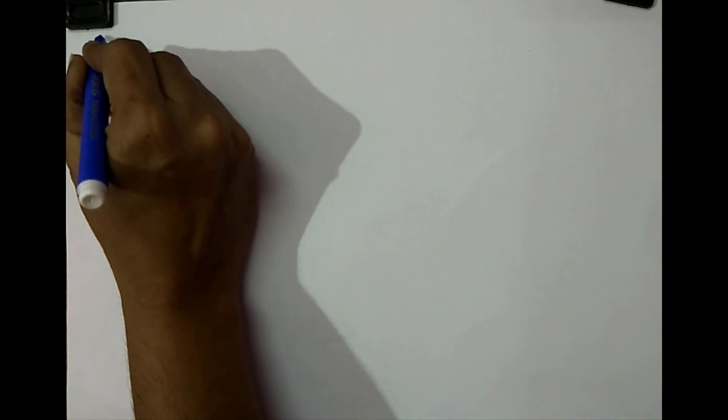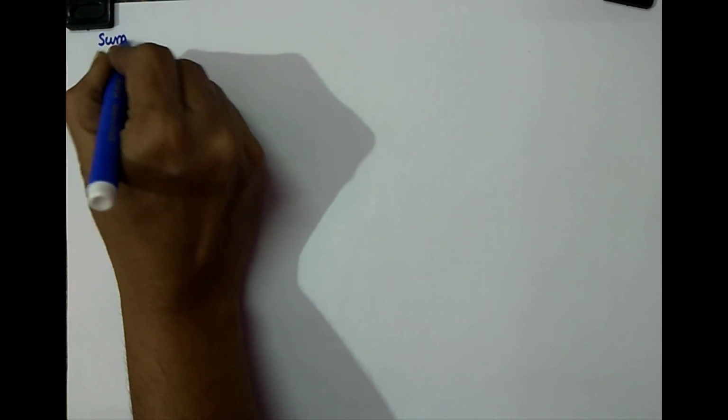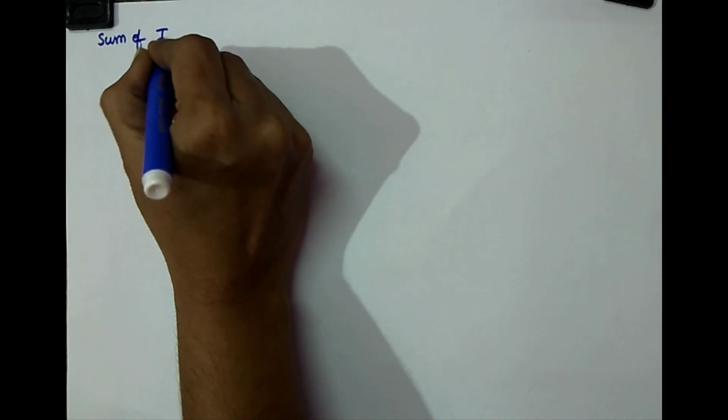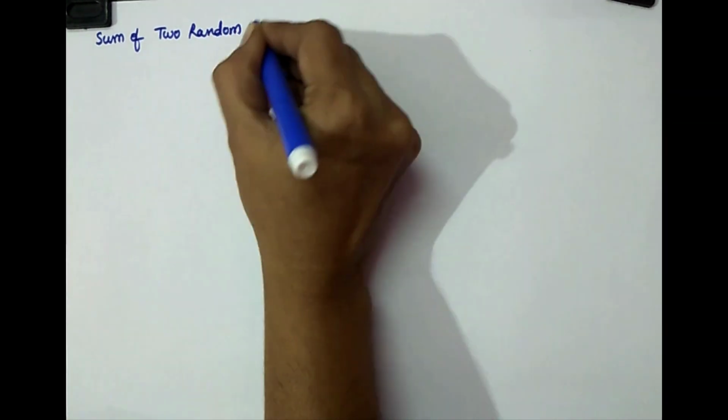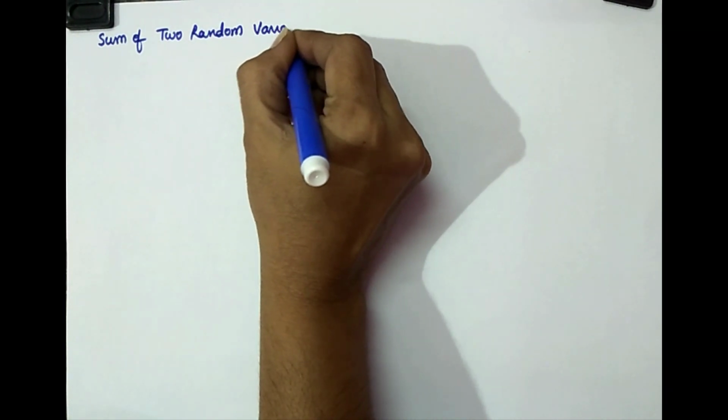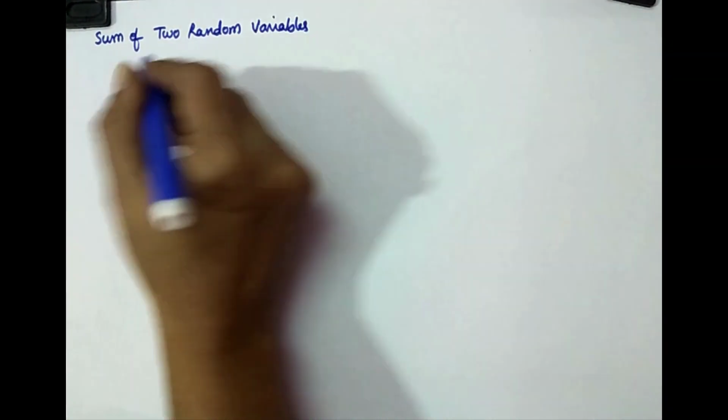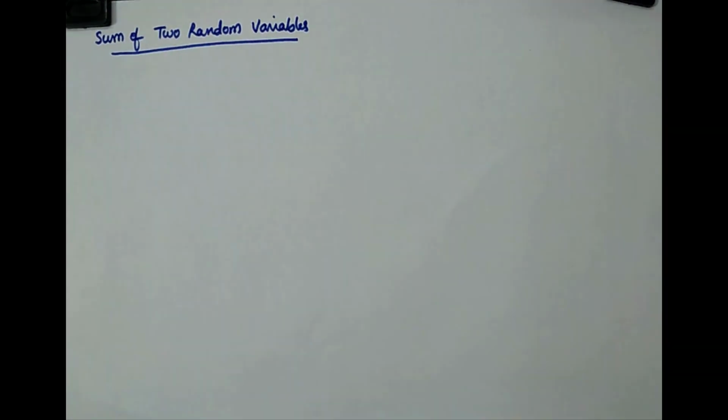Class, we are going to see the concept of the sum of two random variables. In this concept, we are going to find the density function of the sum of two random variables, and then we are going to extend it to the sum of n random variables.